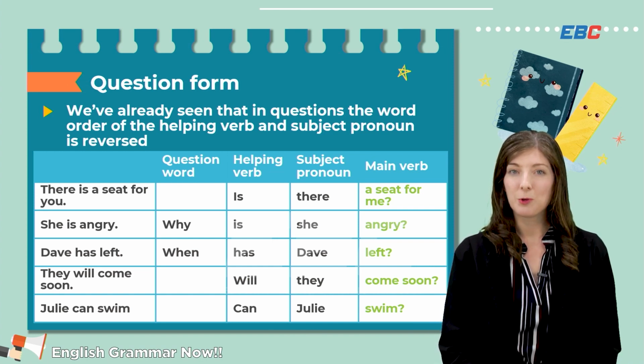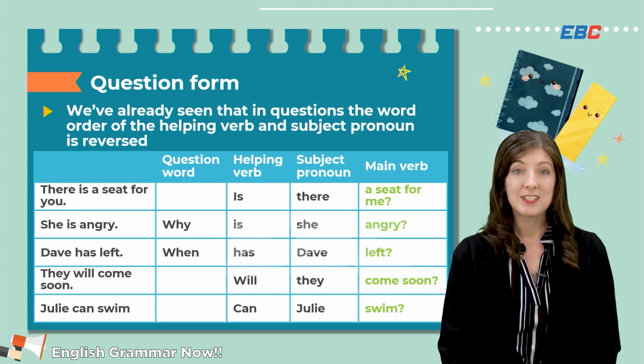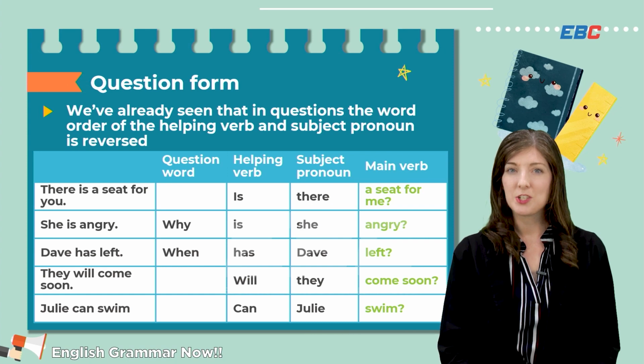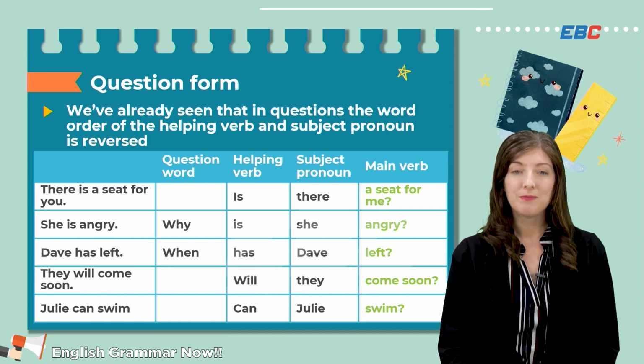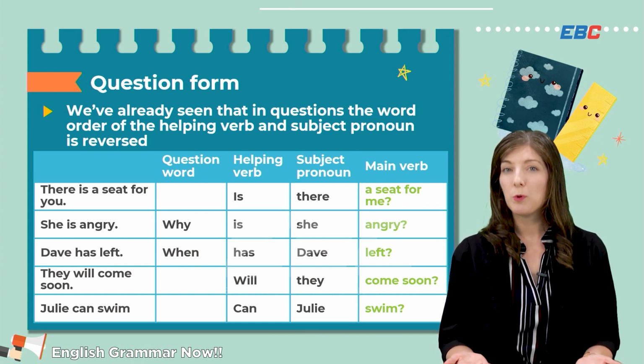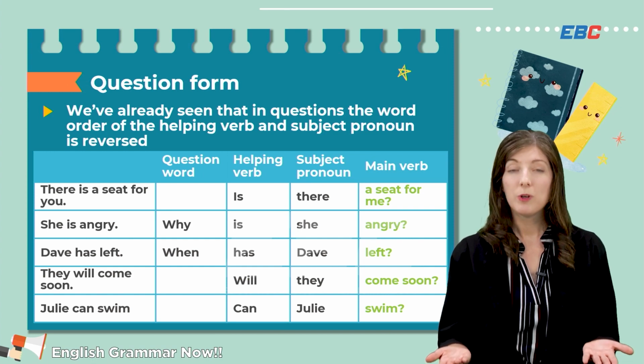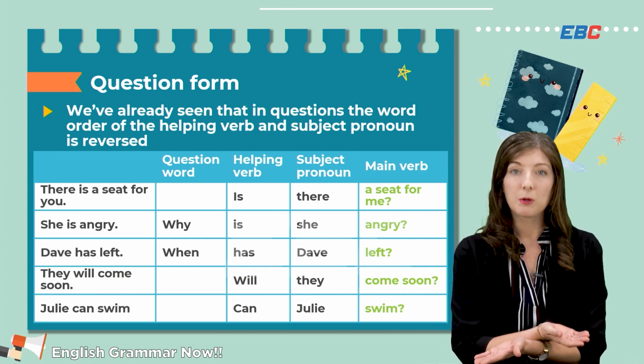There is a seat for you. Is there a seat for me? She is angry. Why is she angry? Dave has left. When has Dave left? They will come soon. Will they come soon? Julie can swim. Can Julie swim? So we see that no matter which helping verb we are using, we change the order of the helping verb and the pronoun.